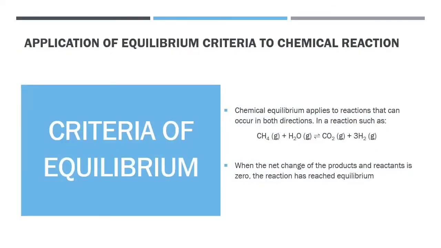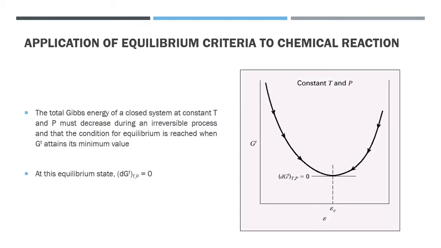Criteria of equilibrium. Chemical equilibrium applies to reactions that can occur in both directions. When the net change of the product and reactant is zero, the reaction has reached equilibrium. To determine the state of a reactive system at equilibrium, we need to relate the reaction extent to the total Gibbs energy. The total Gibbs energy of a closed system at constant temperature and pressure must decrease during an irreversible process, and the condition for equilibrium is reached when the total Gibbs energy attains its minimum value. At this equilibrium state, the change in total Gibbs energy is equal to zero.